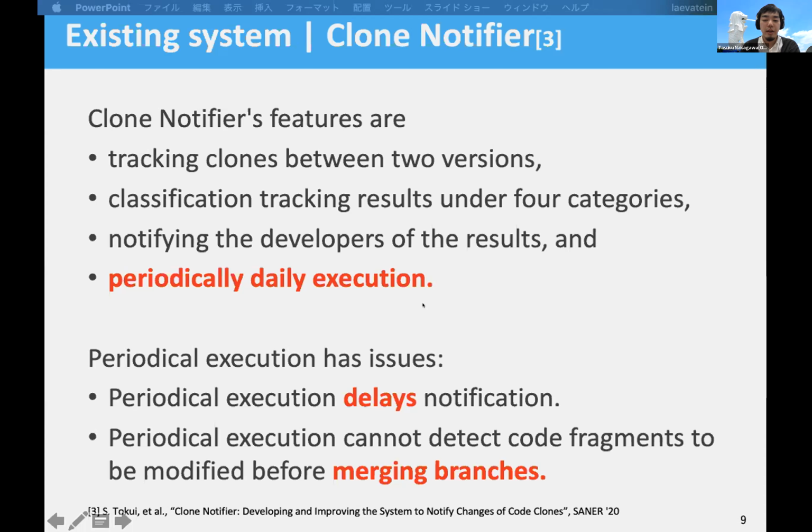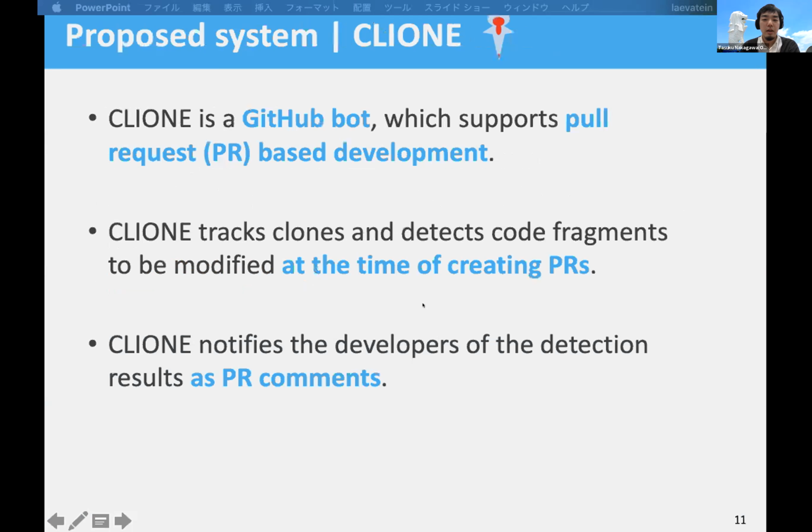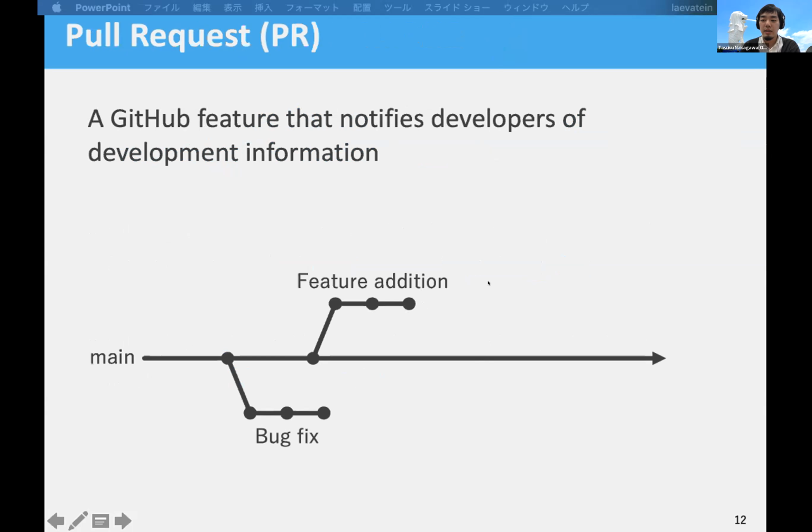Thus, in this study, we propose the CLIONE modification support system, aimed at integrating into the development workflow used in version control systems. Our proposed system is named CLIONE. CLIONE is a GitHub bot which supports pull request-based development. A pull request is a GitHub feature which notifies developers of development information and is a part of the development workflow. For example, in PR-based development, developers fix bugs or add features not on the main branch, but on topic branches.